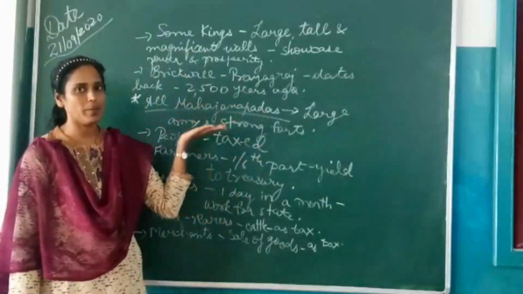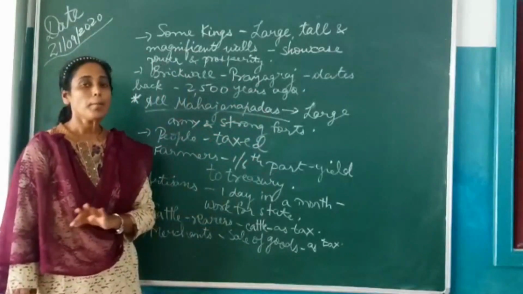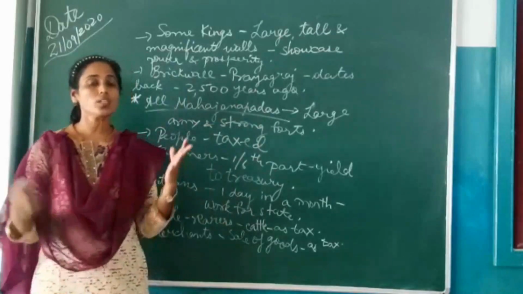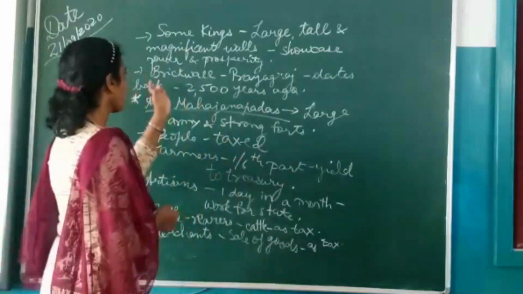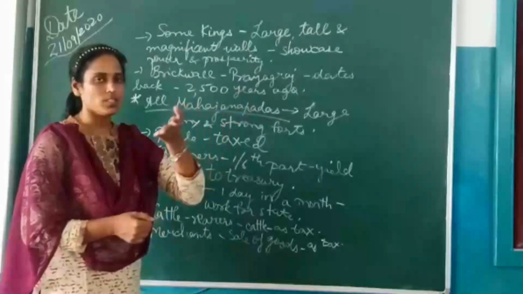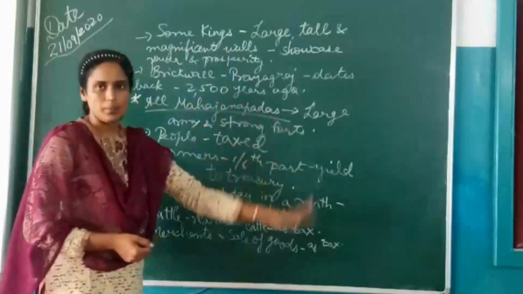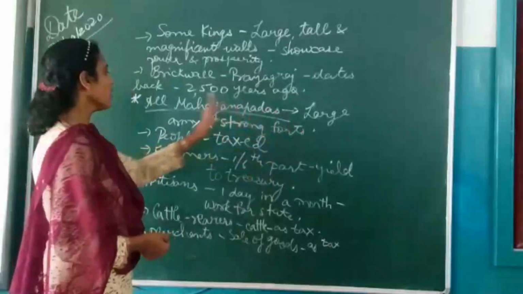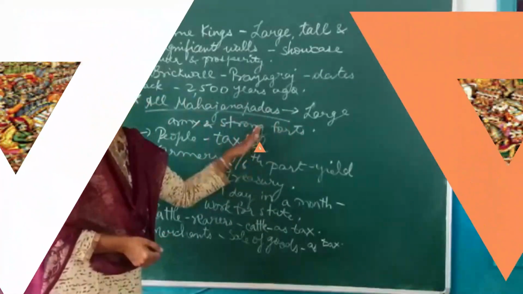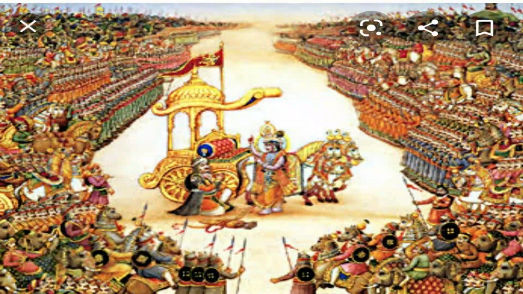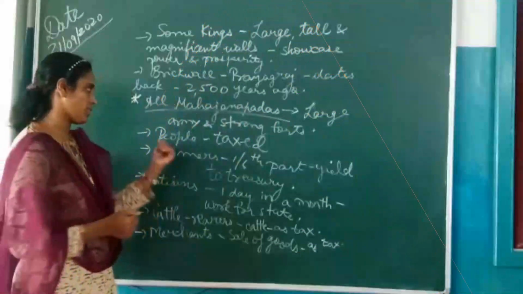We saw that forts were built with bricks and stones, but some kings did it only to showcase their power and prosperity. You can see on the screen the brick wall of Prayagraj, which dates back to around 2500 years ago, very old. All the 16 Mahajanpadas built large and strong forts and used a large army for their defense, to protect themselves from enemies.